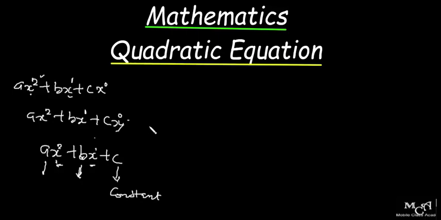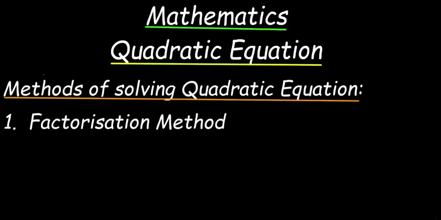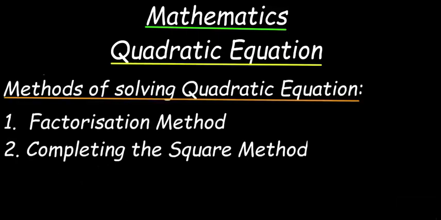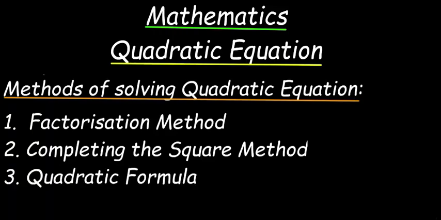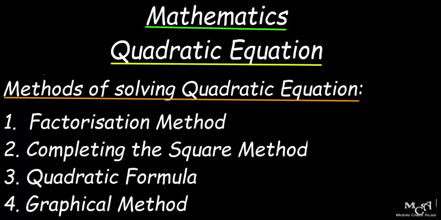Now, when we have quadratic equation, how do we solve quadratic equation? To solve quadratic equation, we have 4 major methods. Number 1 is factorization method. Number 2 is completing the square method. Number 3 is quadratic formula, while the last one is graphical method. So let's see how we use each of these methods to solve quadratic equation.